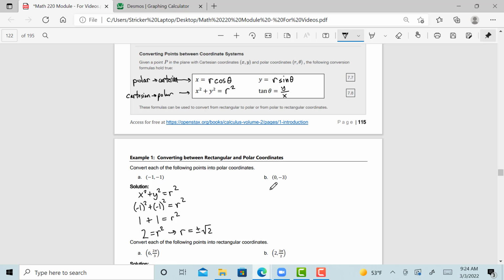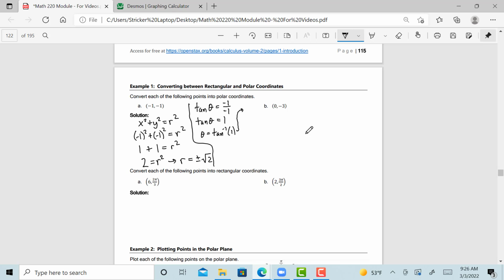All right, so that's the first one. We also need to know theta, though, right? So for theta, we can use the other formula, the tangent of theta is equal to y over x, which is negative 1 over negative 1. So that means that tangent of theta is equal to 1, and then we use the inverse tangent. We know that theta is equal to the inverse tangent of 1.